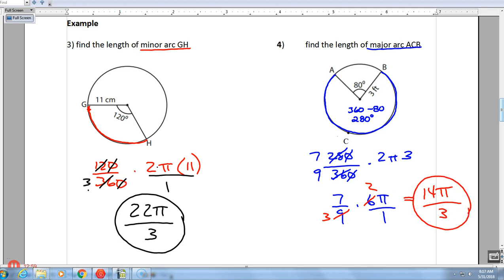You know you're done when these two numbers you can't reduce. Like I say, most of the time I'm going to put decimals in there, but occasionally I might leave the answers with pi in there.